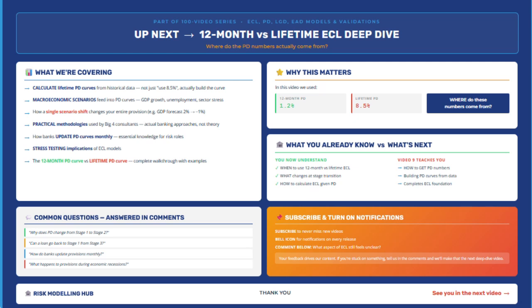So what you already know is when to use the 12-month ECL versus lifetime ECL. You know what changes at the stage transitions. You can now calculate ECL given a PD. You understand the framework. But how to actually get these PD numbers? Building PD curves from the data, completing the ECL foundation work, how banks validate their models and stress test assumptions.